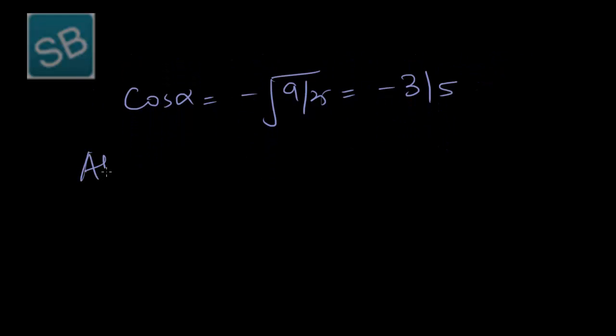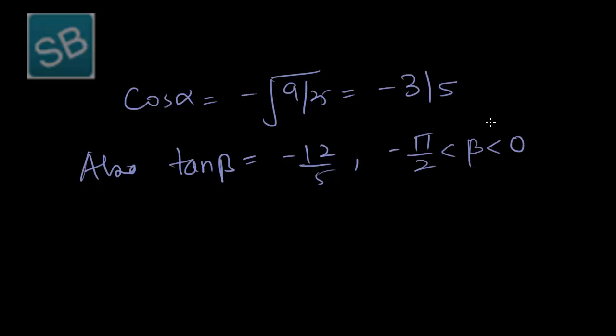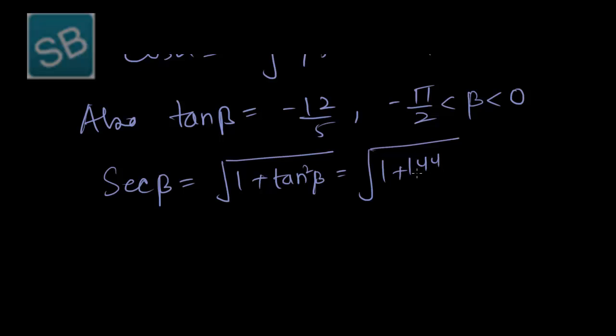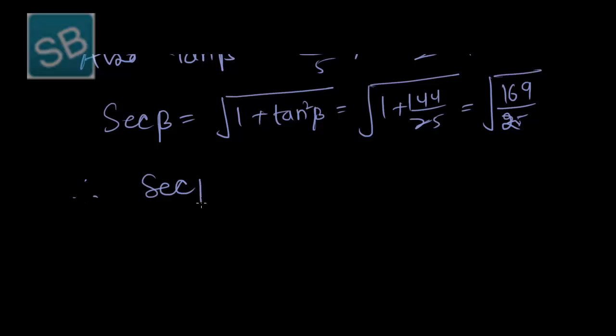And also tan beta is equal to minus 12 over 5 and lying in the fourth quadrant. Now we have to find the value of cos as well as sin beta. So there is a relation between tan and secant. By finding the value of secant, we can find the value of cos. So in the fourth quadrant, secant beta is positive. It becomes under root 1 plus tan square beta. So we get 1 plus 144 over 25, that is under root 169 over 25. So we get secant beta is equal to 13 over 5. Therefore, cos beta becomes 5 over 13.